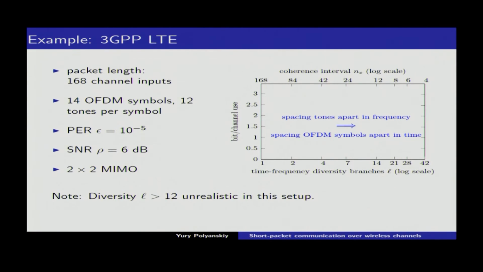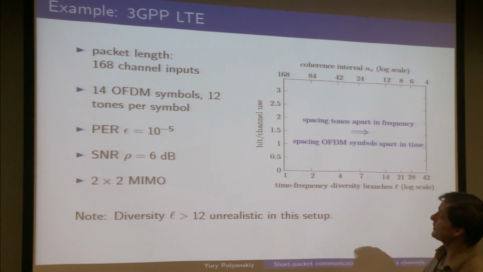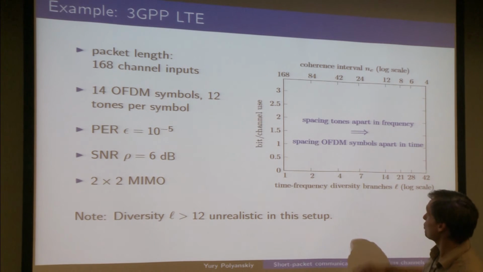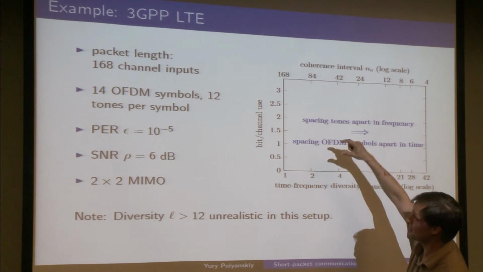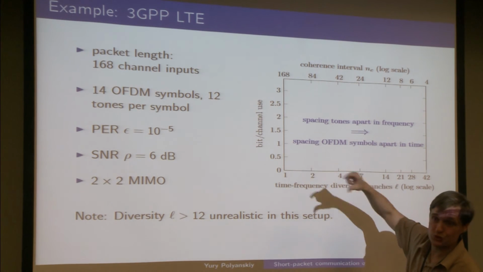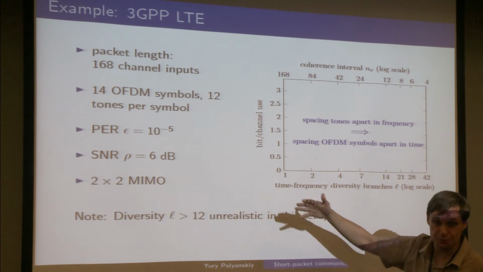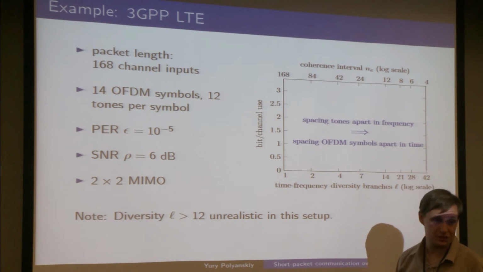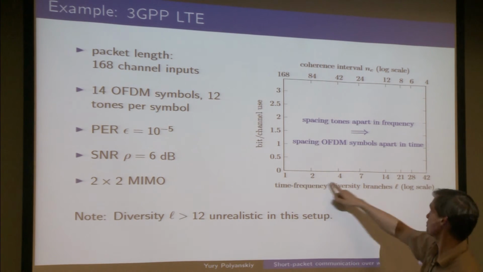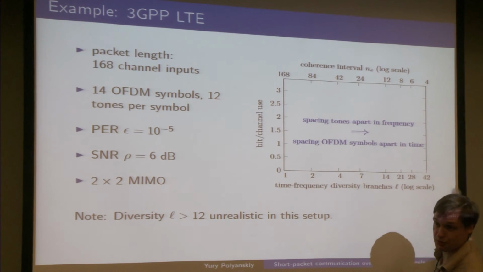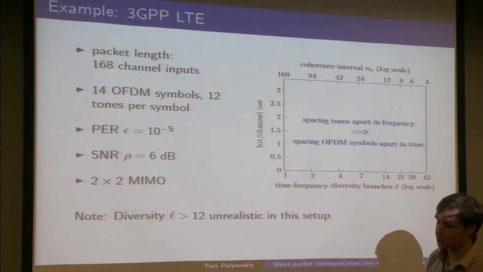So what's the game? We have this fixed 168 channel symbols, and maybe as a degree of freedom you can space the OFDM tones apart in frequency so far that they will actually observe different diversity branches. This is what the horizontal axis is. Suppose that you can play with the number of diversity branches between 1 and 168, actually we truncated at 42.